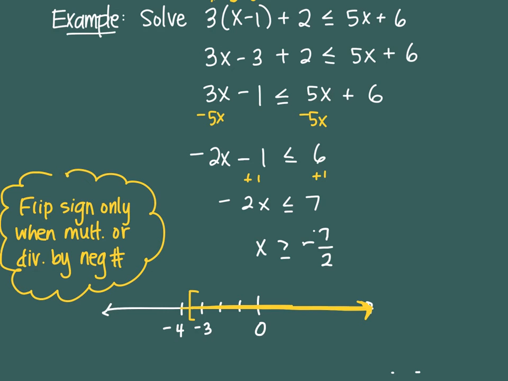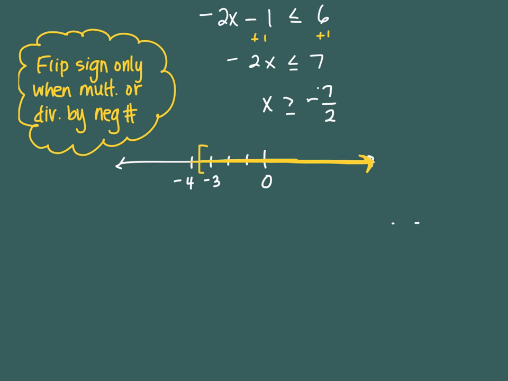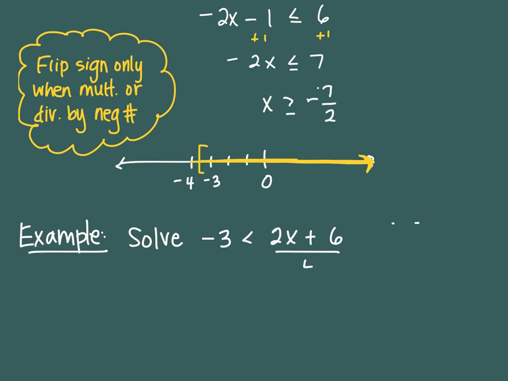All right, our final example for today. And then just think, we have one lesson done, and then we've got our whole first chapter finished. All right, our final example, I'm going to ask you to solve the following. Negative 3 less than 2x plus 6 over 4 less than or equal to 5.